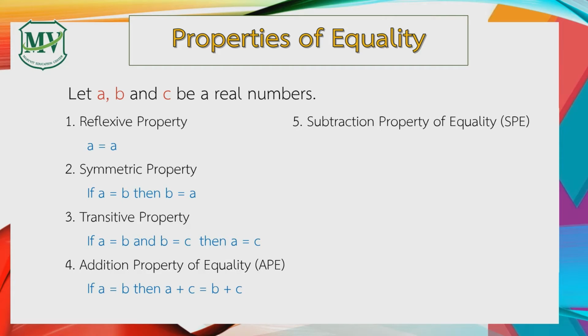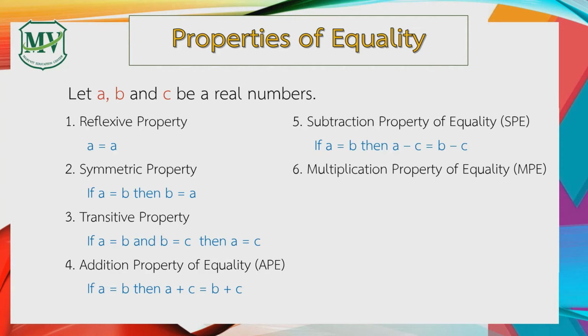Number 5, subtraction property of equality or SPE. It allows us to subtract the same quantity from both sides of the equation. So if A is equal to B, then A minus C is equal to B minus C. Number 6, multiplication property of equality or MPE. It allows us to multiply both sides of the equation by the same quantity. So if A is equal to B, then A times C is equal to B times C.